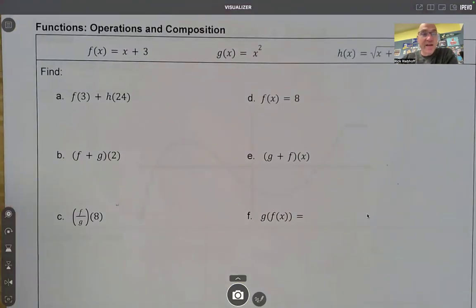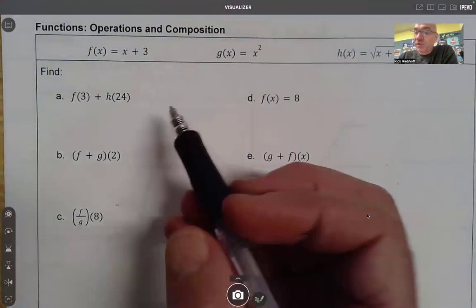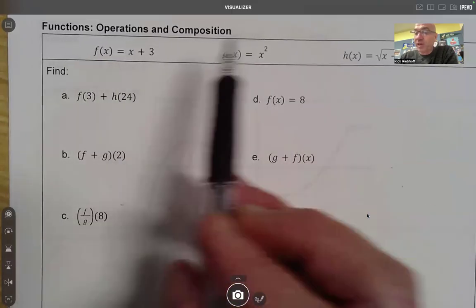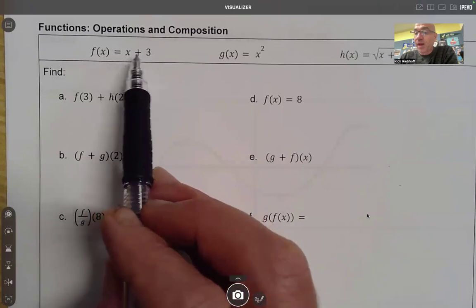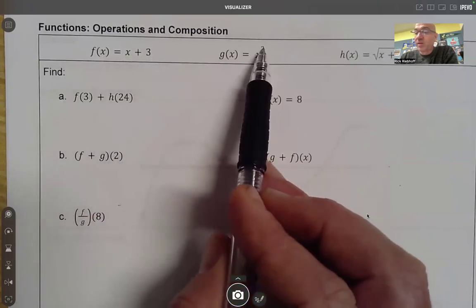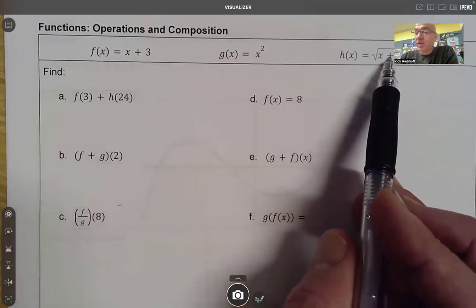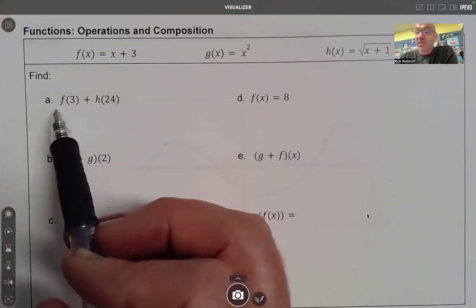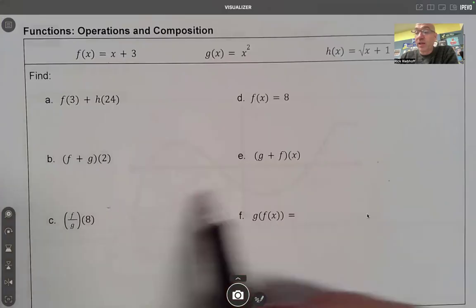Operations and composition. So I've got three machines here, the F machine, the G machine, and the H machine. They all do different things. This takes an input, adds 3. This takes an input and squares it. This takes the input, adds 1, and then square roots whatever you get. Down here, it's going to tell us what to use and how to use it.